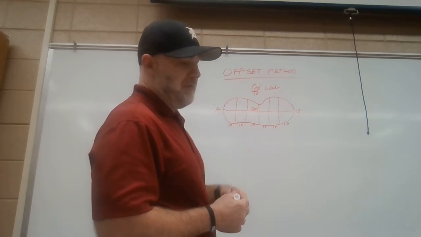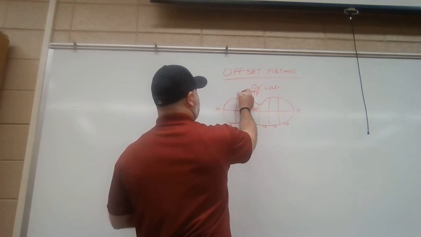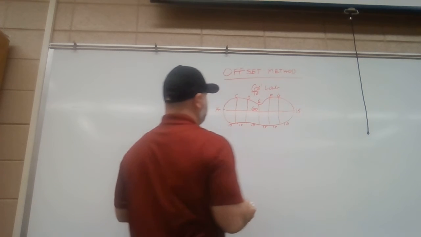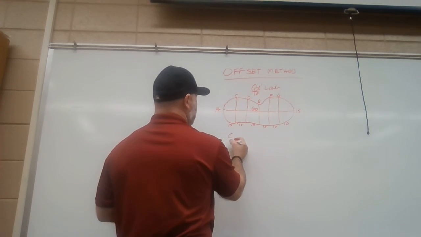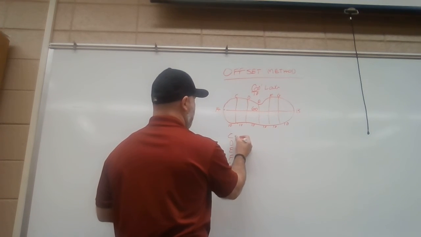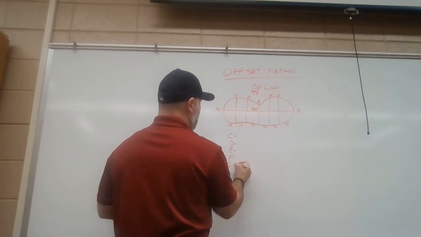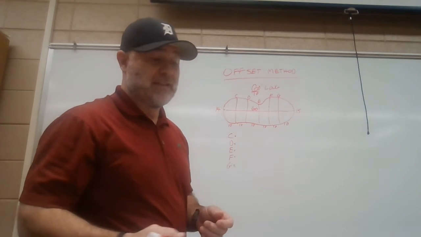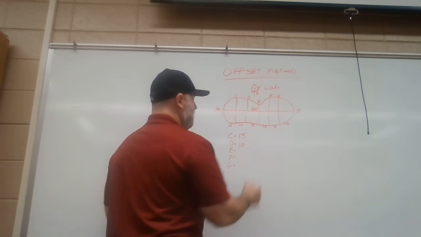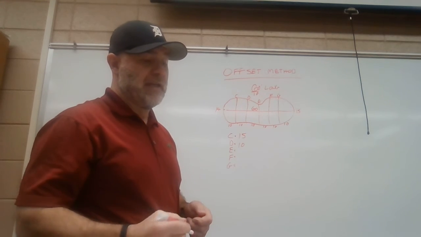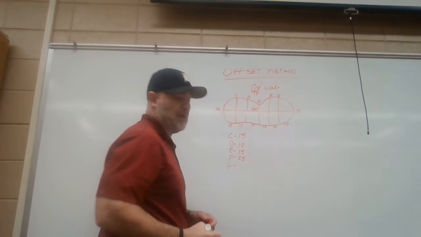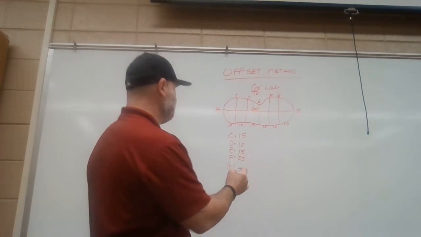So we'll say this is line C, D, E, F, G. The length of line C is 15 feet. D is 10. E is 15 feet. F is 25. And G is 20.